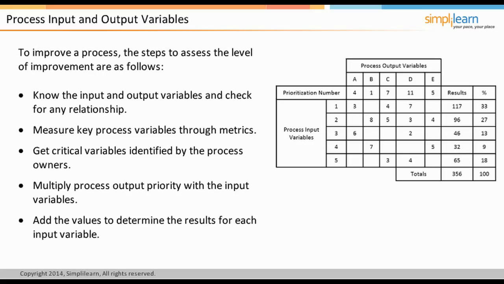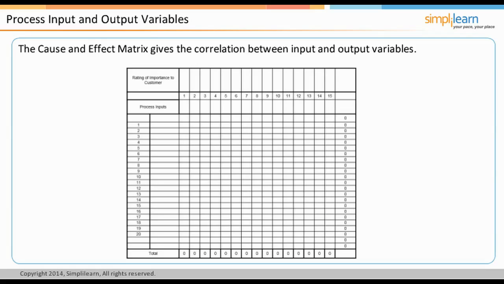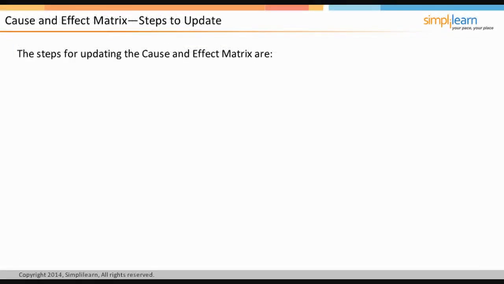The process input variables' results are compared to each other to determine which input variable has the greatest effect on the output variables. Click the Cause and Effect Matrix Template button to view another template. A sample of the Cause-Effect Matrix, or CE matrix, is shown here. The CE matrix gives the correlation between input and output variables. In this screen, we will discuss the steps to update the CE matrix.